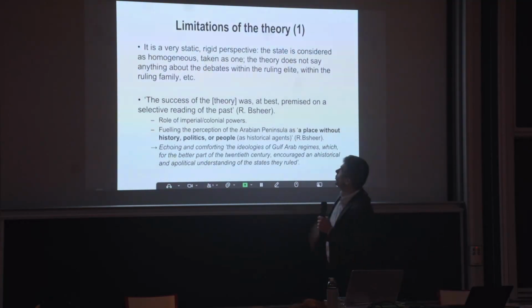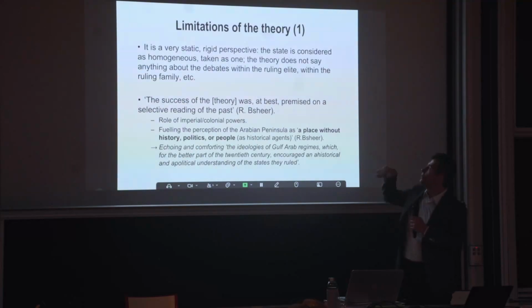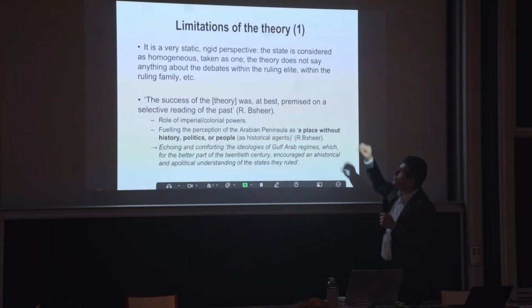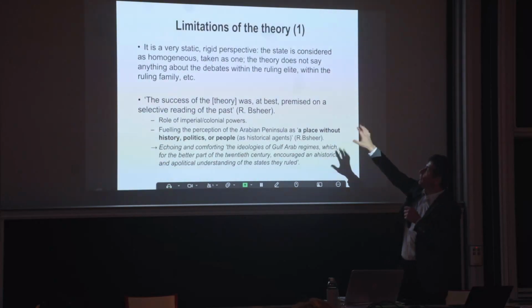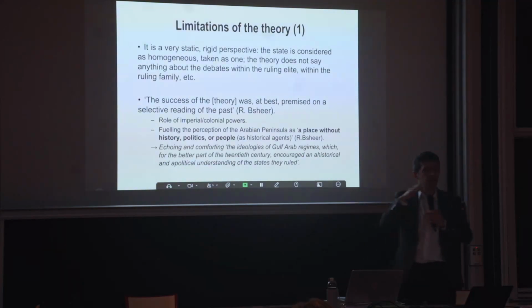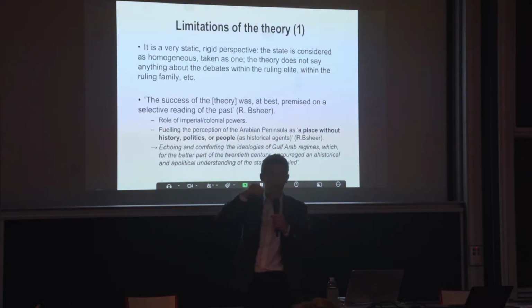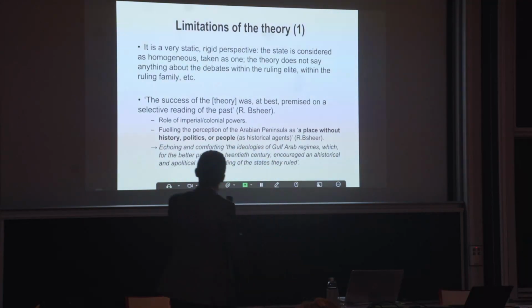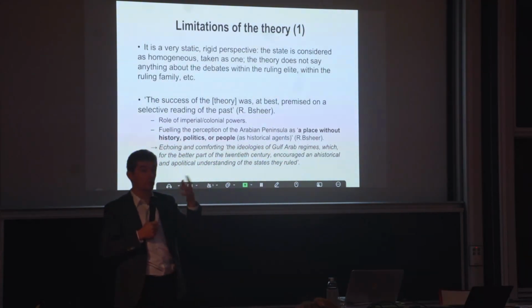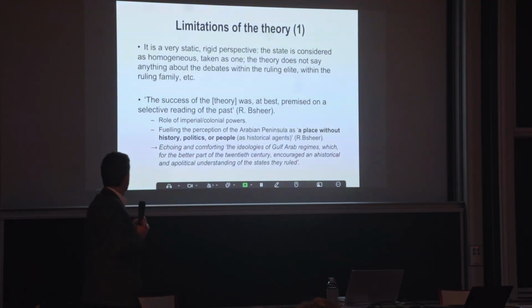There are plenty of limitations of the theory, and based on this, I'll show the kind of current major challenges that these countries are facing. The first one is that it's a very static, very rigid approach. The state, according to this theory, is considered as homogeneous, as a black box. And the theory doesn't say anything about what happens within the system, within the ruling family, right?